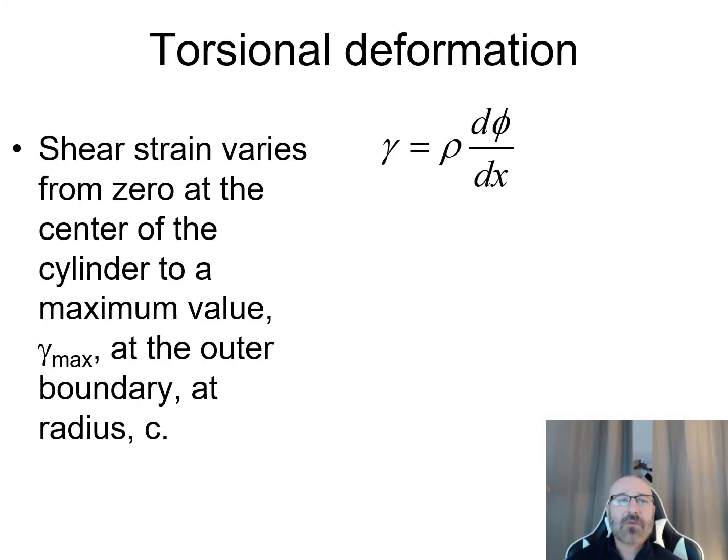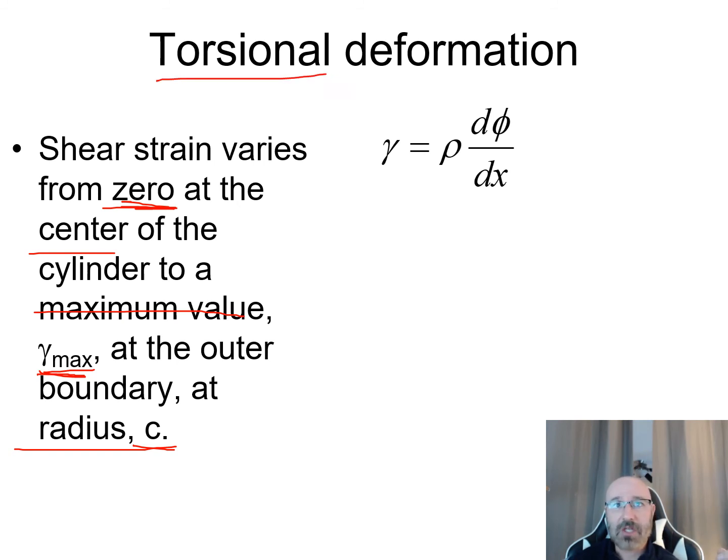Let's take a closer look at our shear strain. What we can tell here is that our shear strain varies from 0 at the center of the cylinder to a max value, our gamma max, at the outer boundary at our radius C. So right at the center of our member it's 0, and then it goes out to a max value as we get out to our outer radius C. We've seen this over and over before, but we're reiterating that.